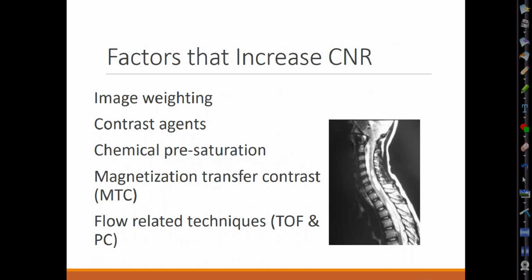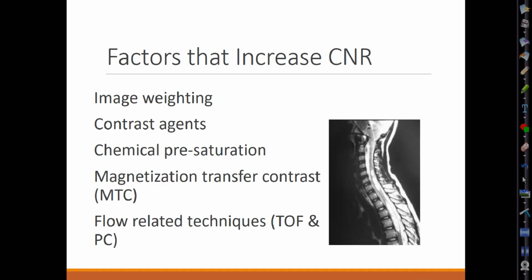So these are things that increase our contrast to noise ratio. Your image weighting. Which one has a higher contrast to noise? We've talked about this. T1 or T2? T2, because remember, fluid is bright. So next step, put T2, higher contrast to noise.